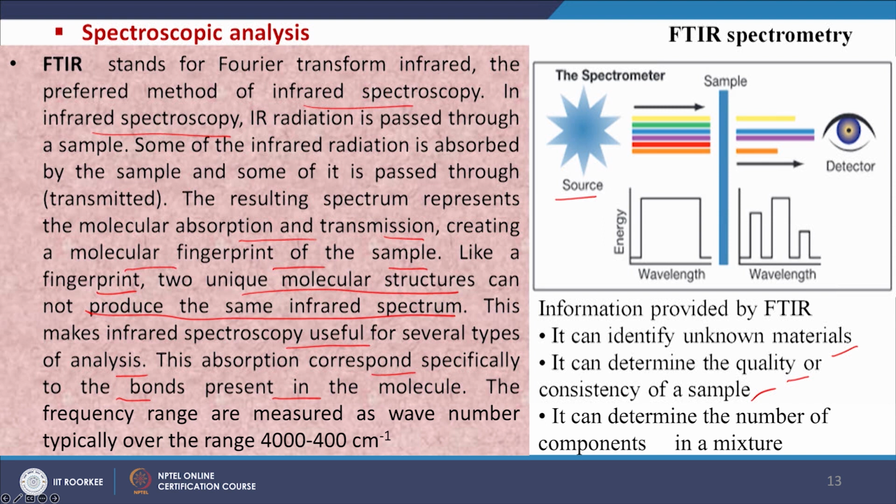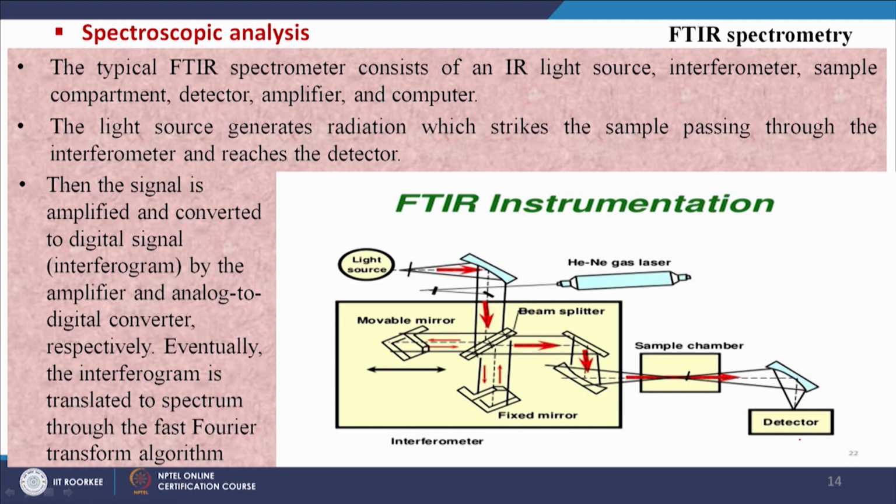So, information provided by FTIR: it can identify unknown materials, it can determine the quality or consistency of a sample, and it can determine the number of components in a mixture.